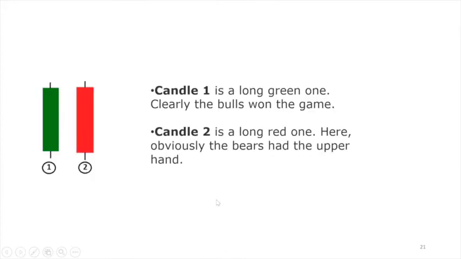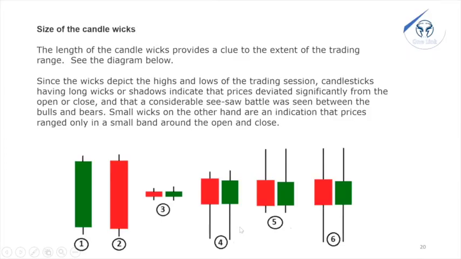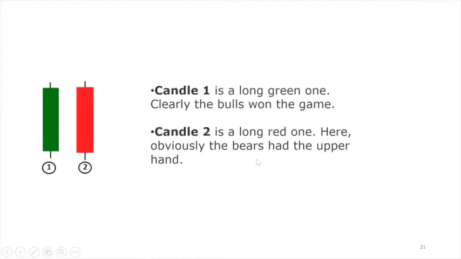So let's go to this candlestick chart. There are a few candlesticks here, 1, 2, 3, 4, 5, 6. Let me explain this formation one by one. Candlestick one is a long green one, clearly the bull wins.